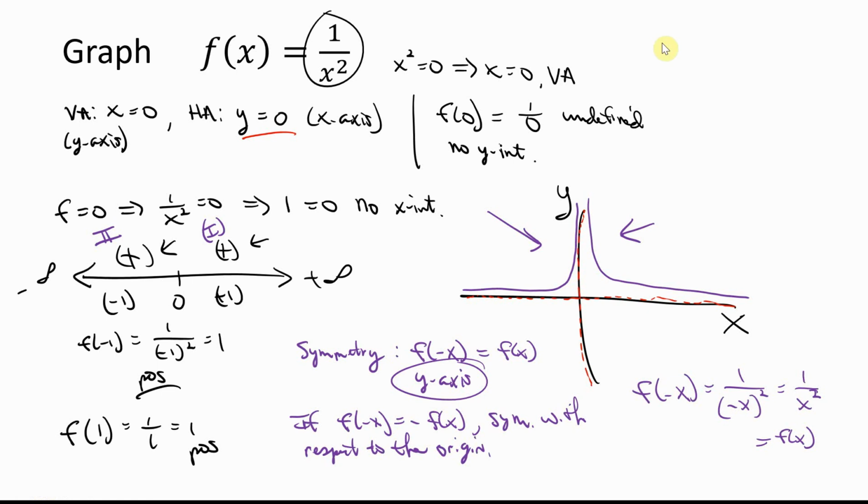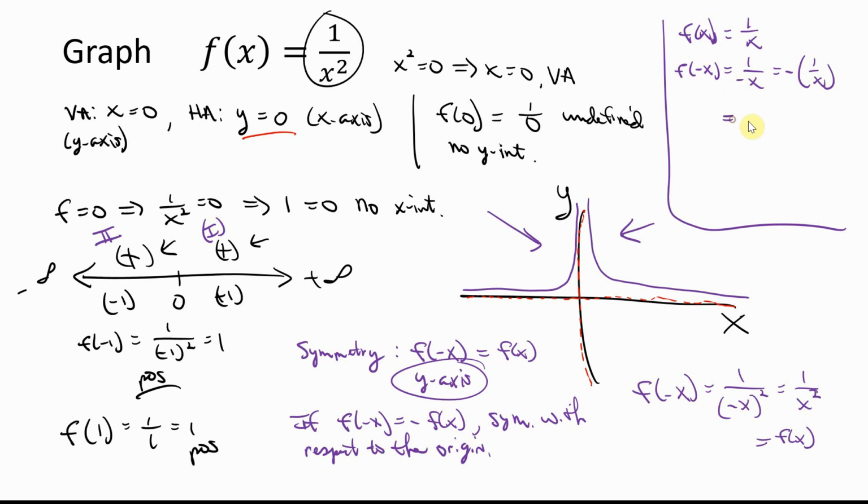Oh yeah, just a note here for the basic one, f of x equal to 1 over x. Watch this. F of negative x is equal to 1 over negative x. That's negative times 1 over x. That equals negative times f of x. So this guy is symmetric with respect to the origin.